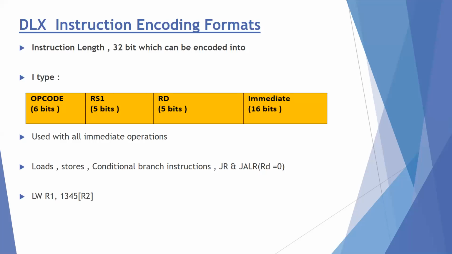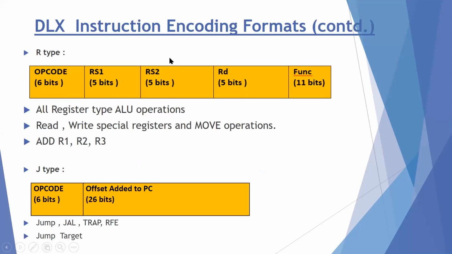Should I move on? Yes, ma'am. Okay. So the next type of encoding that we follow is the R type. Now all the register based addressing mode operations wherein all the operands are in registers use this type of encoding format. For the R type encoding, we have 6 bits of opcode and 11 bits of function. Together, they represent the operation that the instruction has to carry out.